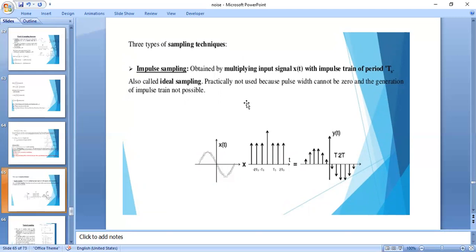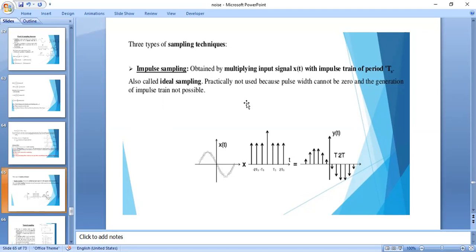So what is impulse sampling? Here, whatever signal you want to convert into a discrete time signal, you should multiply that signal with the impulse train. The impulse train is a periodic pulse train, and it is also called ideal sampling.